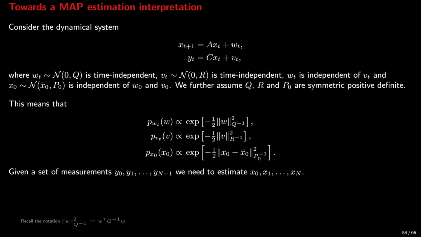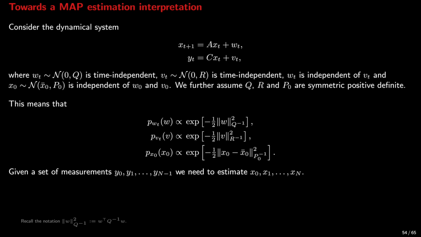The density functions of Wt, Vt, and X0 are as follows. We don't need to write the full density functions here. For example, for the density function of Wt, it suffices to know that it is proportional to this exponential. Recall that this notation means W transpose times the inverse of Q times W, and we denote it like a norm because in fact it is a norm. Recall also that this notation means proportional to.